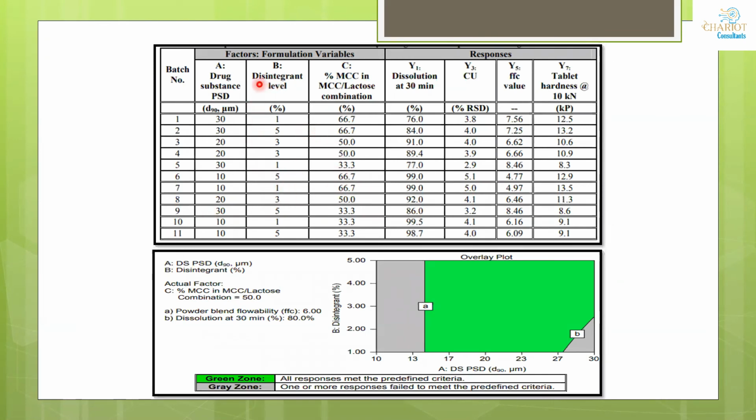So here, whatever results you have observed, for example, these were the formulation variables and these were the levels that you were taking. The software will say that you have to take 11 batches in which each and every factor will not be repetitive. For example, in one case the particle size was 30 micron, the disintegrant level was 1% and the MCC was 66%. So this value will not repeat again. There will be different permutation combinations, and the response you will put here, whatever results you are getting, you will input here.